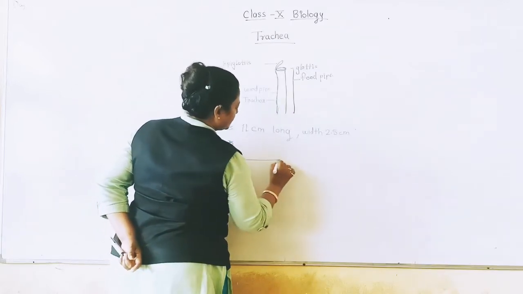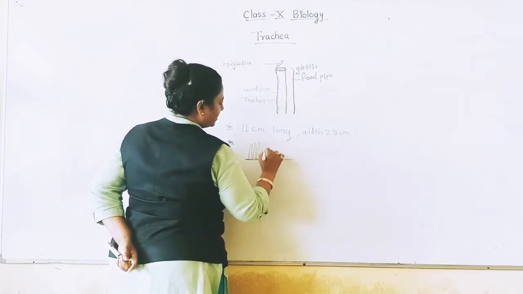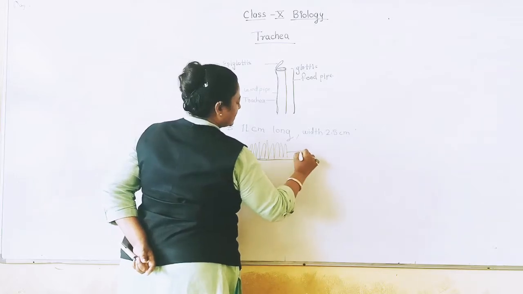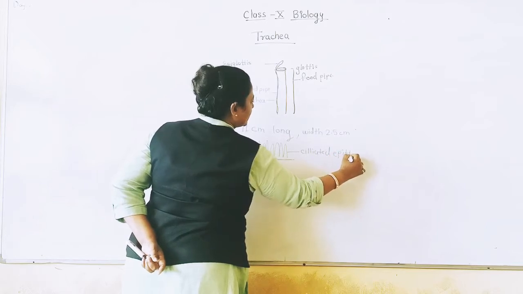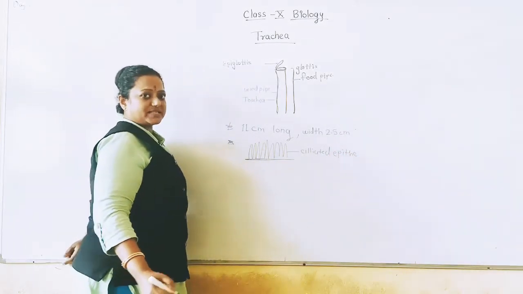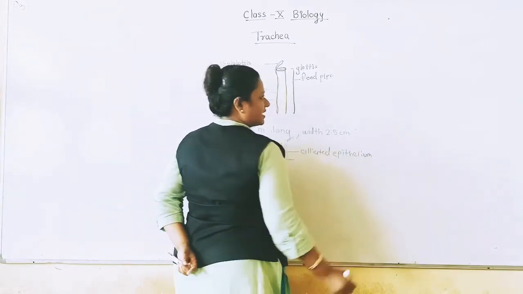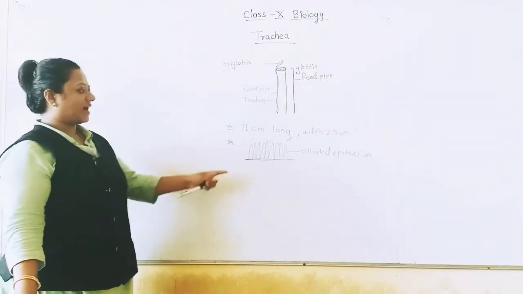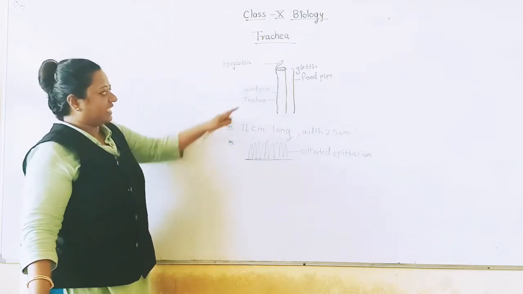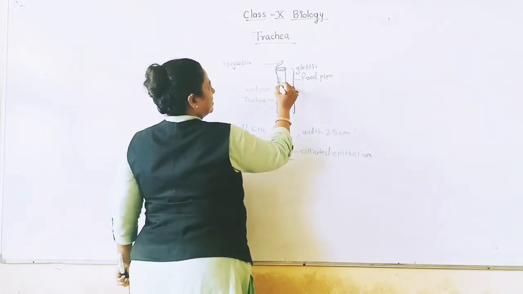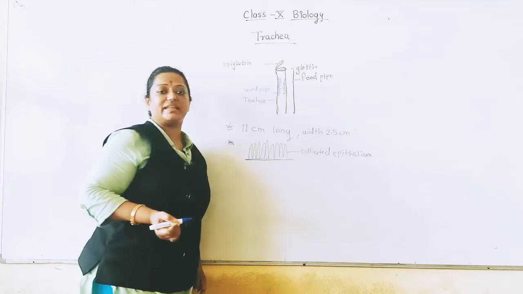Now, if we talk about the inner wall of this trachea, the inner wall of the trachea has ciliated epithelium. Students, while explaining the nasal passage, I already told you what is meant by ciliated epithelium. There are various types of epithelial tissue, and among them the ciliated epithelium is also one kind of tissue. So the inner wall of it has ciliated epithelium tissue.